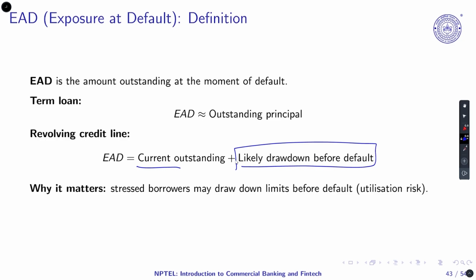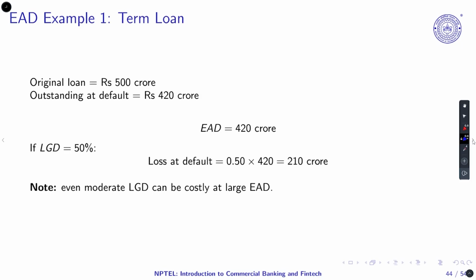So here we calculated EAD into LGD, right? So this is what we get. Suppose the example is, original loan is 500 crore, outstanding at default is 420 crore. So EAD is how much? Exposure at default is going to be 420 crore, and if LGD is 50%, loss given default is 50%. So loss at default is how much? 0.50 into EAD. So it is 210 crore.